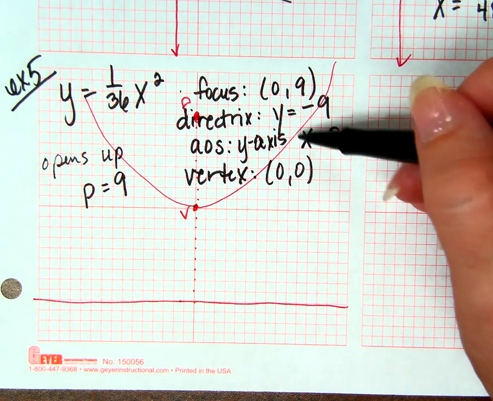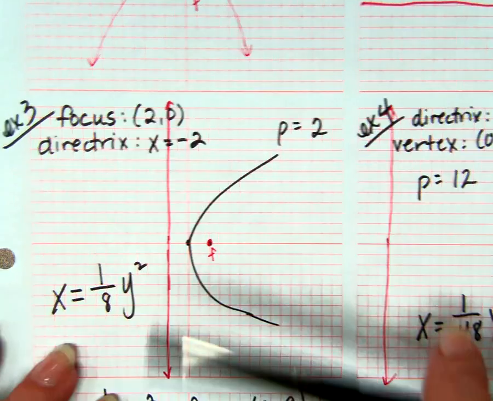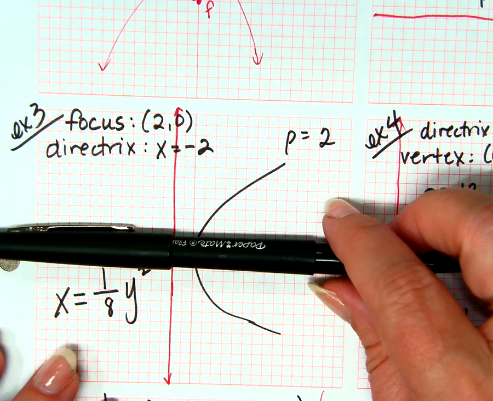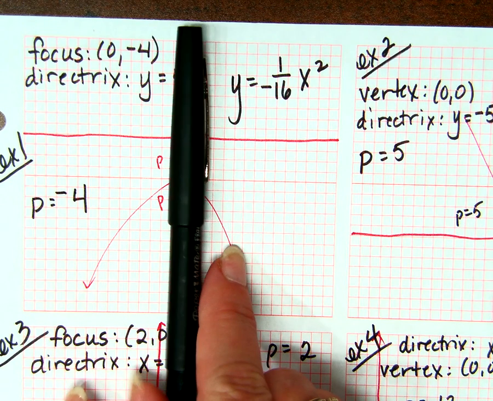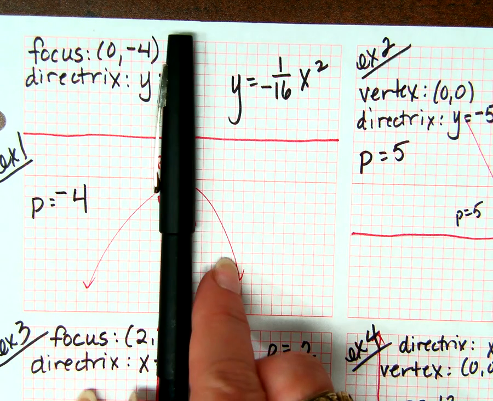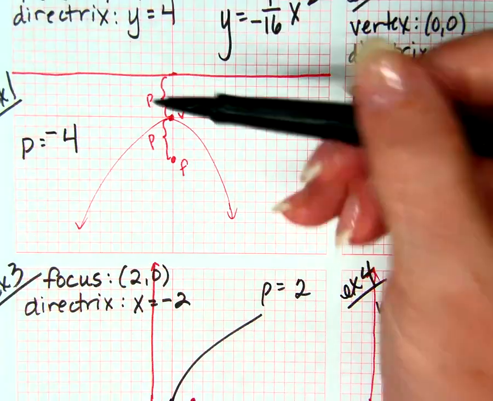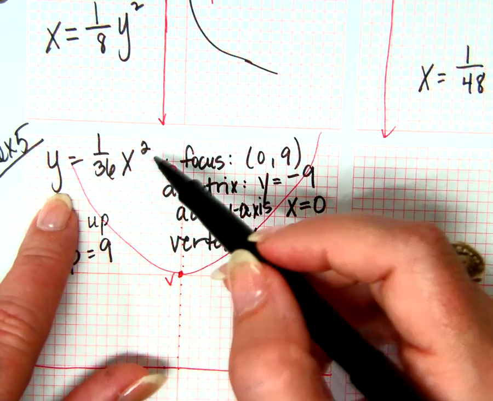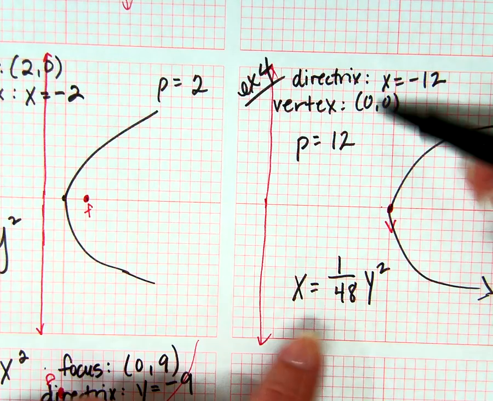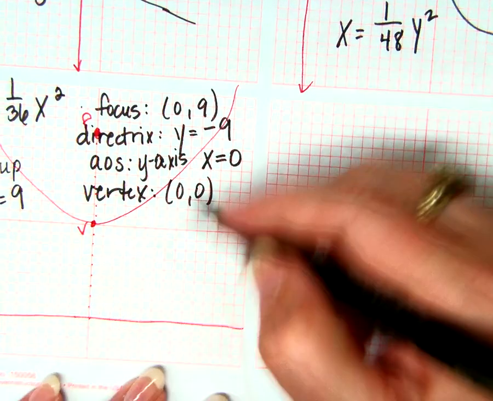Do you notice that the directrix and the axis of symmetry start with different letters? Will it always be that way? If it opened this way, the axis would be the x-axis, y equals 0, and the directrix would be x equals. Wait, what am I saying? Here the axis is x equals 0 and the directrix is y equals 9. But the directrix and the equation start with the same letter, if it's in the form that we're working with. Directrix x equals goes with the equation x equals. Directrix y equals goes with the equation y equals. Yeah? Okay. Any questions about this one?